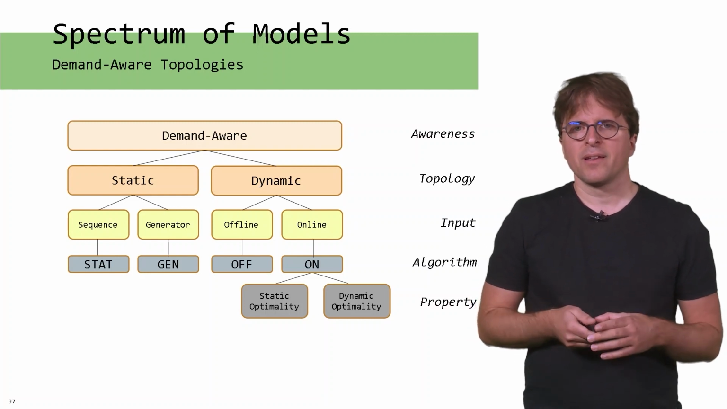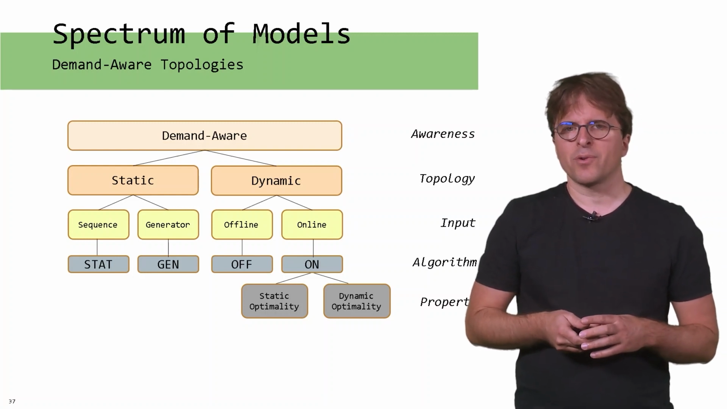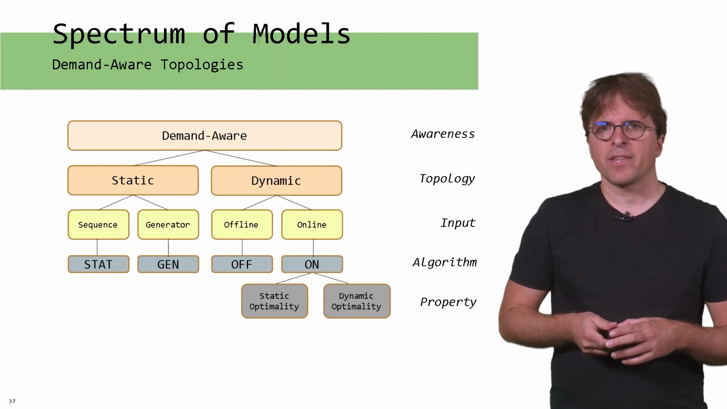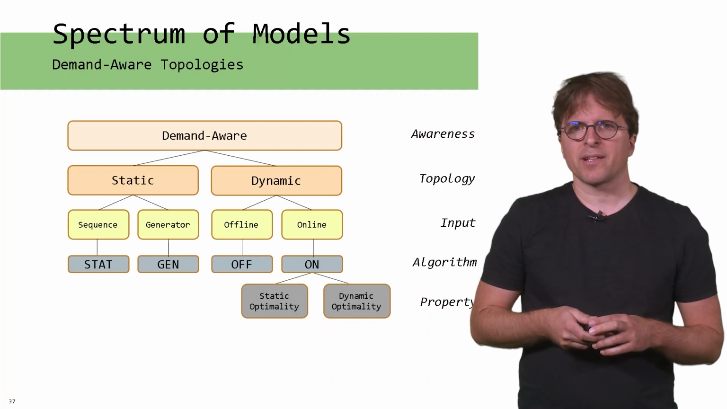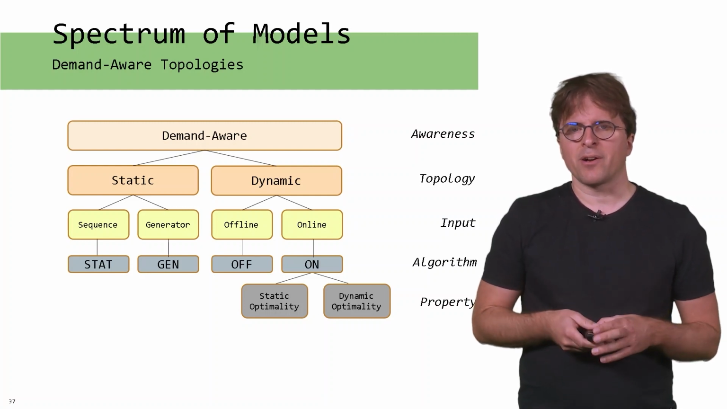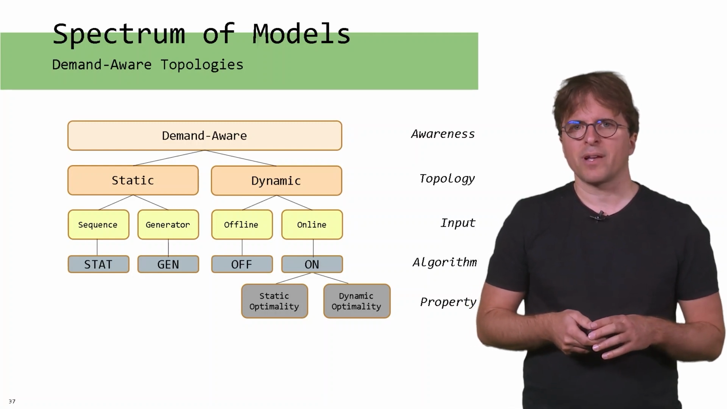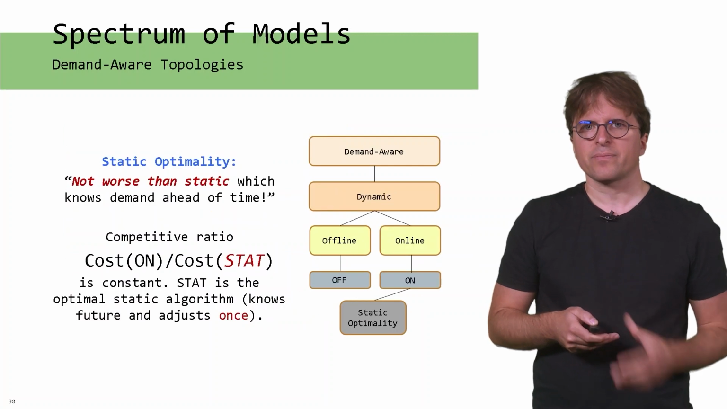So one property that is very important and often considered in the literature, that we will also see more of later, is static optimality. We'll discuss in a second what it is. And there is something called dynamic optimality. That's a different property. It's an even stronger type of property you want to have in an online algorithm.